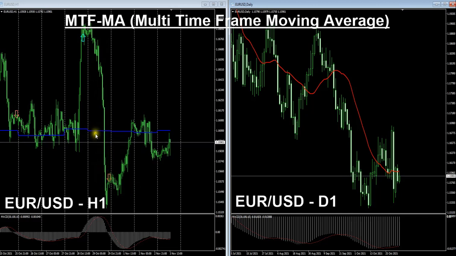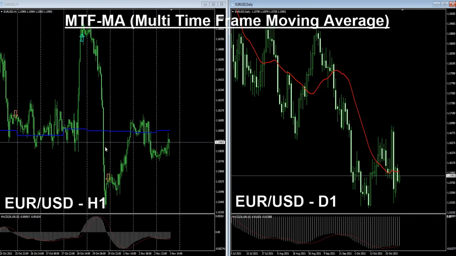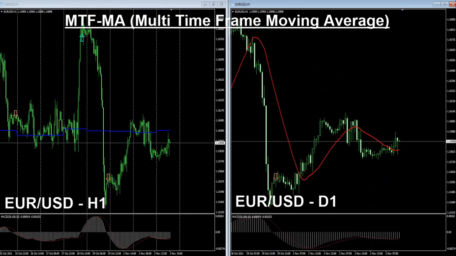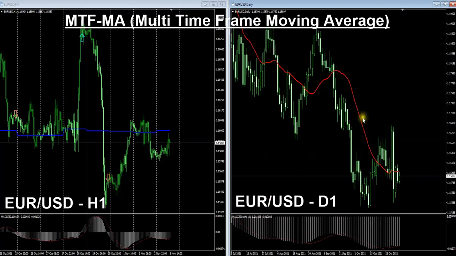So I think it's very, very effective. It just saves me the hassle of comparing two time charts. I don't have to look at the daily chart over here and then flick it to the 1 hour chart. I don't have to keep doing that. I can just use this one chart and I know exactly what price is doing on the daily chart in comparison to the 20 simple moving average.